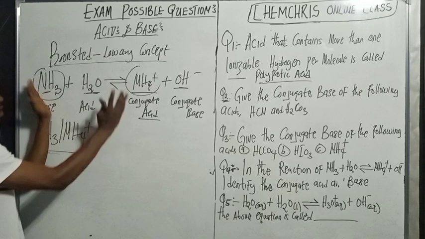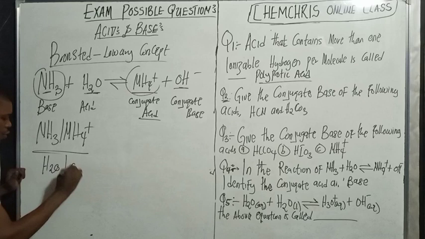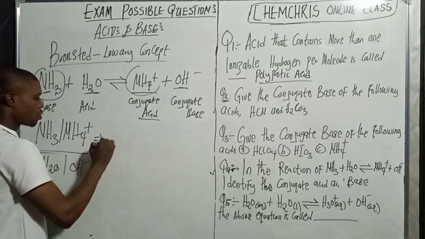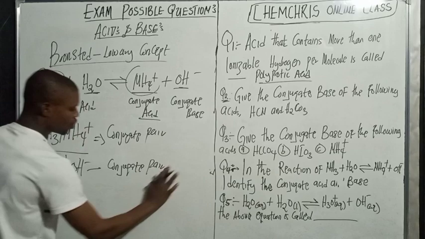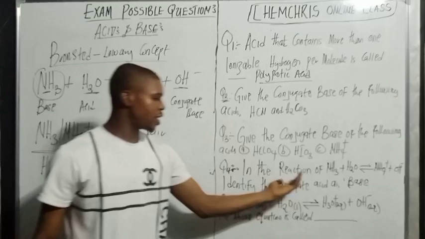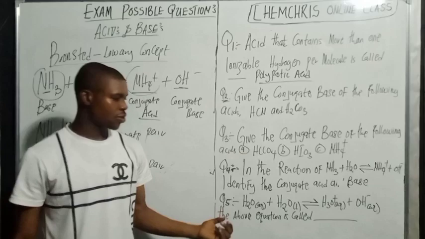They are called pairs. Now, here we have H2O and OH minus. Do you understand? They are called conjugate pairs. So when you say in the reaction, look at this reaction here. Identify the conjugate acid base pairs.